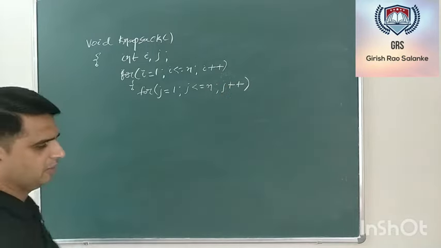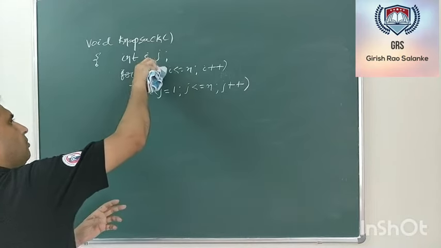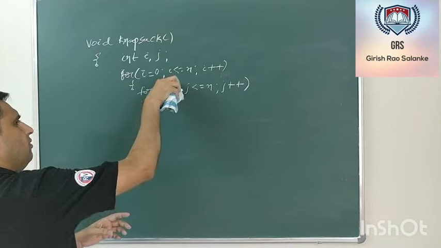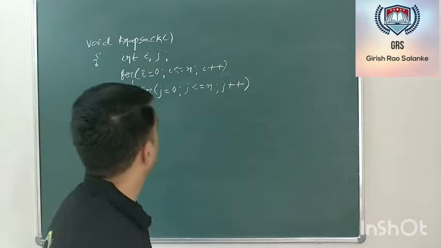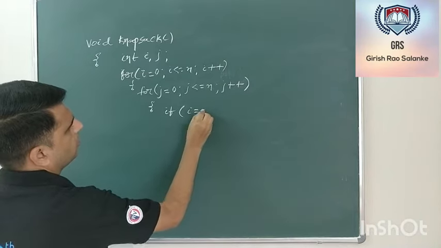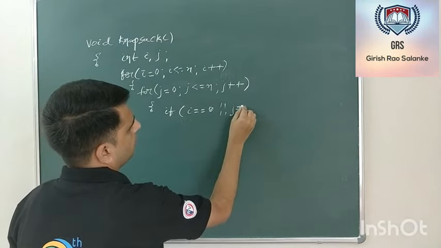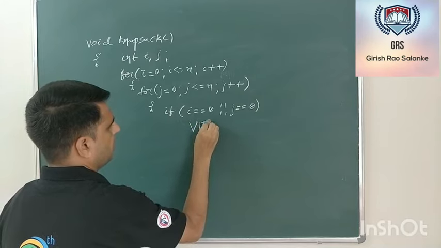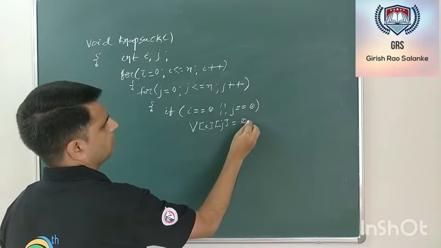Hope we are not doing a mistake. What was the mistake? We had a 0th row and 0th column also. So the outer for loop should be from 0 and even this inner for loop should also be from 0. What is the first thing? If i is equal to 0 or j is equal to 0, either first row or first column, capital V of i j is equal to 0.